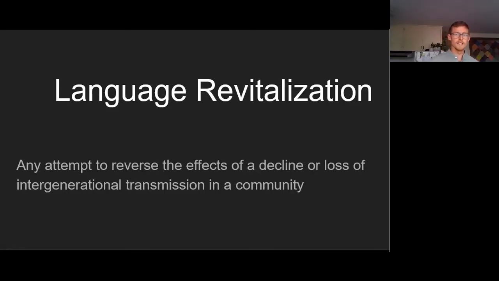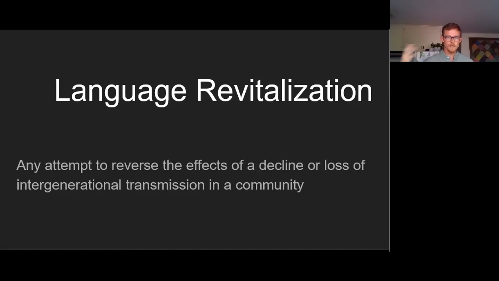Language revitalization, so intergenerational transmission is something that we can talk about on the individual level. Language revitalization can start, and as we'll see in some of these case examples, usually starts with individuals, but the idea is that it ought to build into something that is a community-wide effort. But it is an attempt to address a loss of intergenerational transmission at a community-wide level, right?